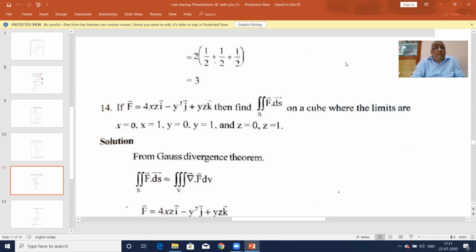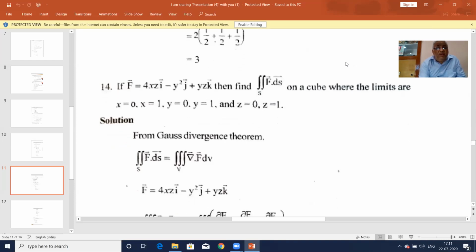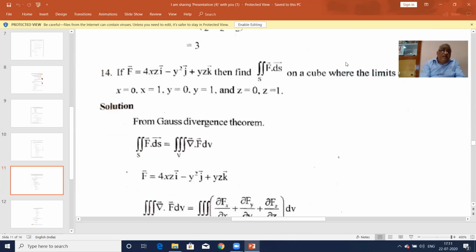Vector analysis. Suppose F vector is given as 4xz i minus y squared j plus yz k, then the surface integral of F dot dS on a cube, where the limits are x is equal to 0, x is equal to 1, y is equal to 0, y is equal to 1, z is equal to 0, z is equal to 1. So the limits for x are 0, 1, y are 0, 1, z are 0, 1. By applying the Gauss divergence theorem, the surface integral of F dot dS is equal to the volume integral of divergence of F dV. F is given; you can put the left hand side equal to the right hand side. Anyway, we can show that.